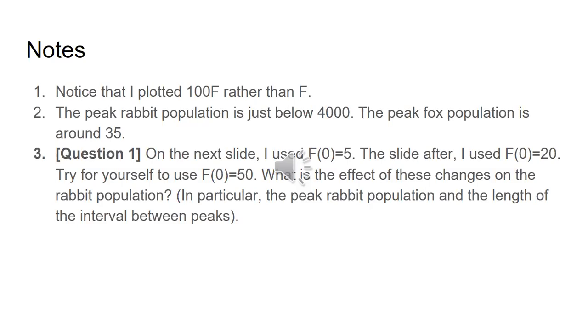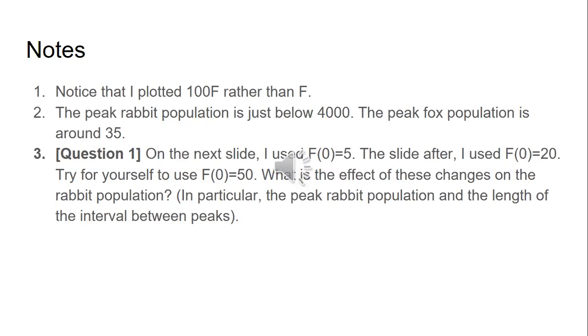We see that the most that the rabbit population can be is just a little bit below 4,000. So it's well short of the 10,000 carrying capacity. And the peak fox population is around 35. Remember, we have to divide by 100 to get the actual fox population.